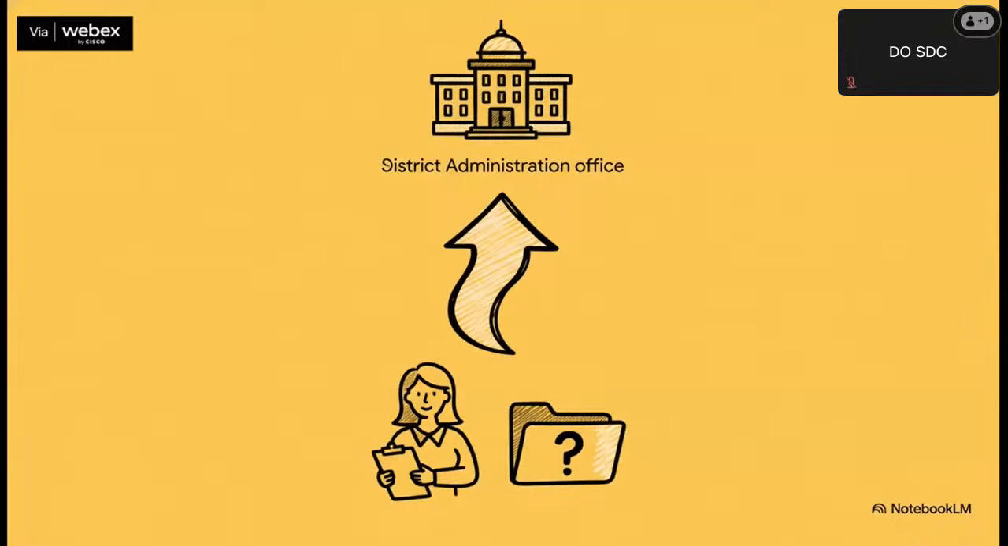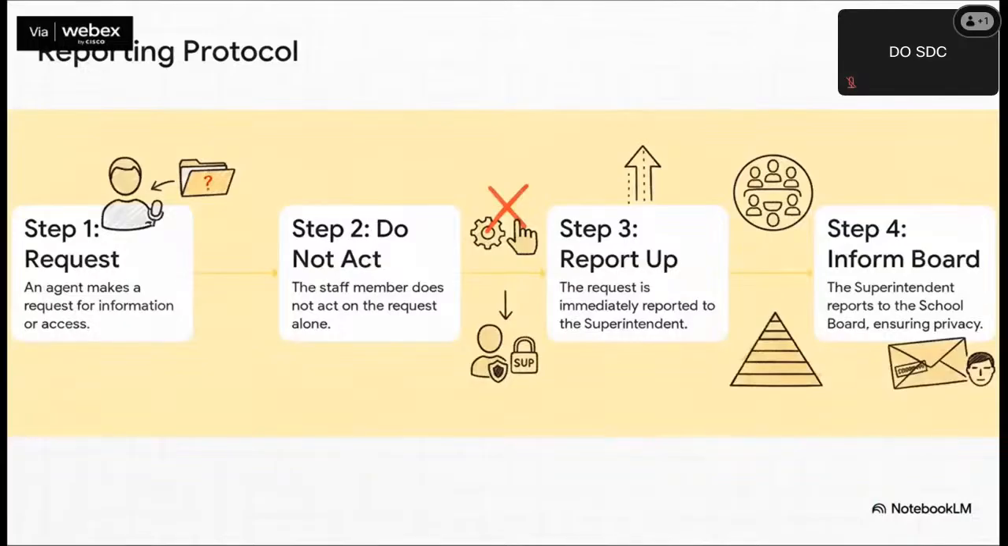And here's exactly what that protocol looks like. Step 1. An agent makes a request. Step 2. The staff member who gets that request does not act on it. Instead, Step 3, it gets reported immediately to the superintendent. And then finally, the superintendent lets the school board know, all while making sure everyone's personal information is kept confidential. It's a system designed for careful handling at the very highest level.